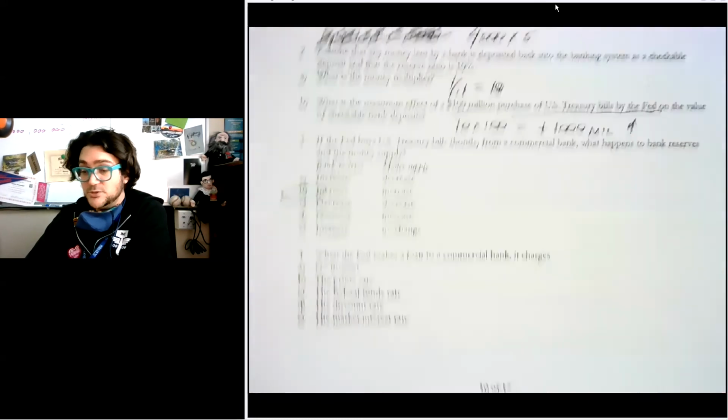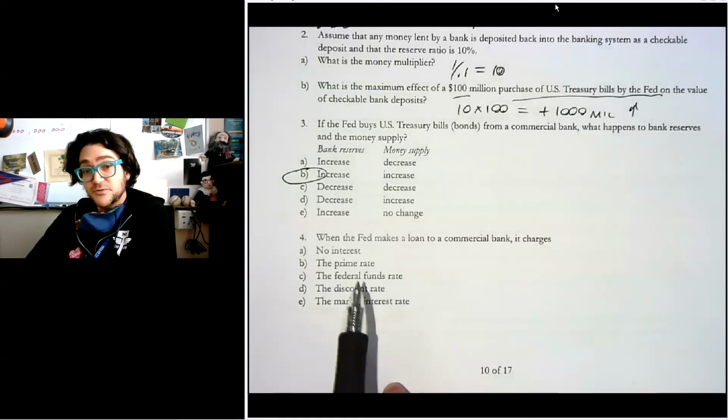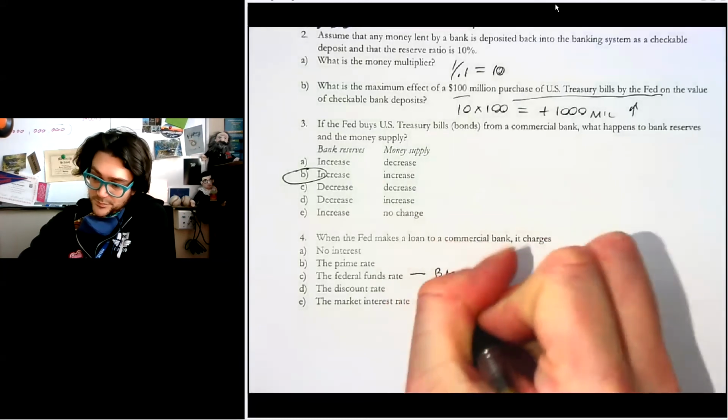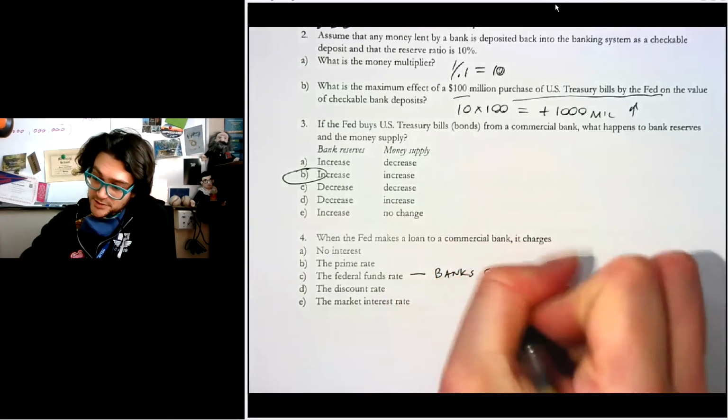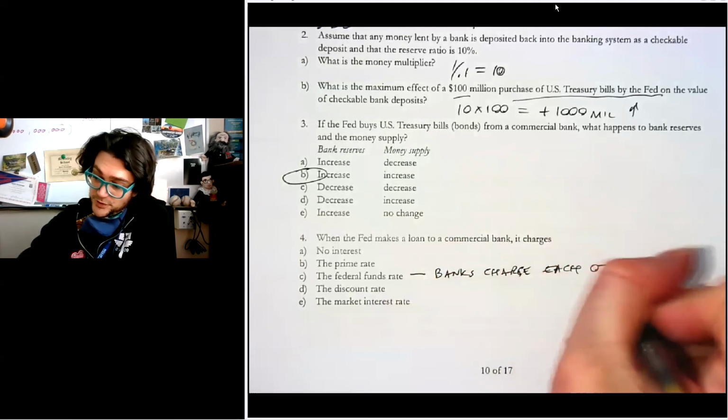When the Fed makes a loan to a commercial bank, it charges, this is just a vocab term, but you should know this, it's not the federal funds rate. Remember, that's the rate that the banks charge each other for overnight loans.